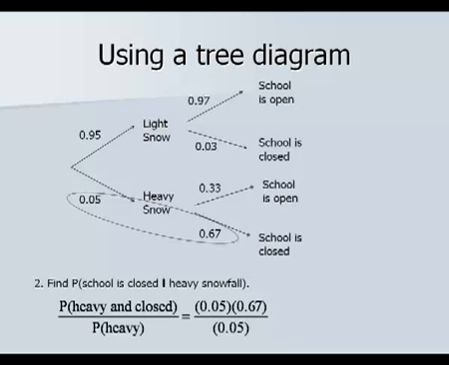0.05 goes on the bottom of the fraction. Multiply and divide. 0.67 or 67% is our final answer.